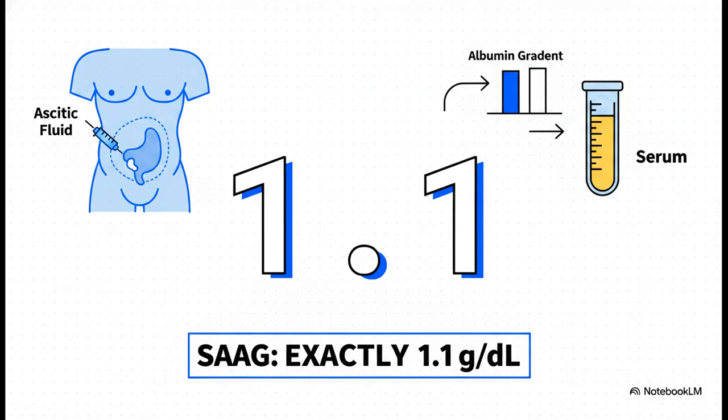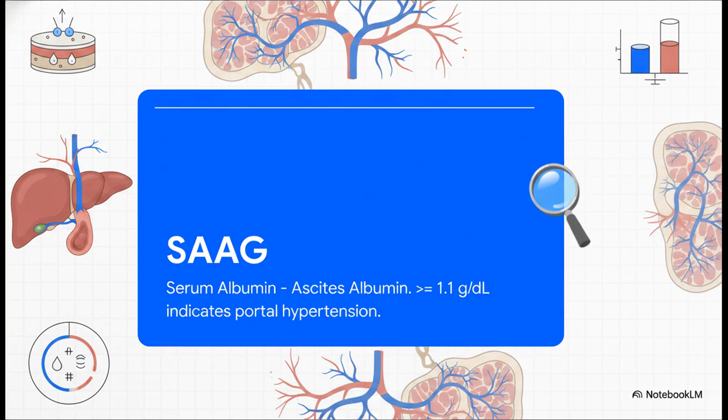The absolute threshold you must recognize is a serum ascites albumin gradient, or SAAG, of exactly 1.1 grams per deciliter. The mathematical derivation is straightforward. It's simply your serum albumin minus your ascites albumin. But the physiological implication of this calculation is absolute. This gradient fundamentally differentiates hydrostatic from non-hydrostatic intra-abdominal forces. A gradient of 1.1 or greater definitively confirms that portal hypertension is driving the fluid shift.